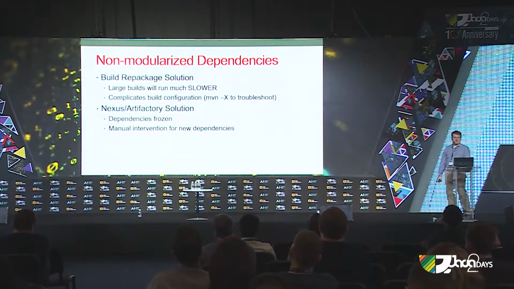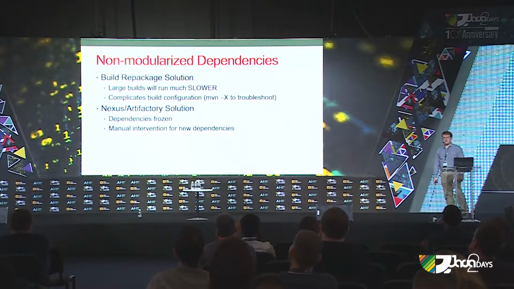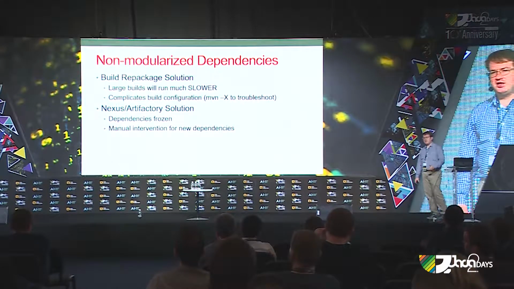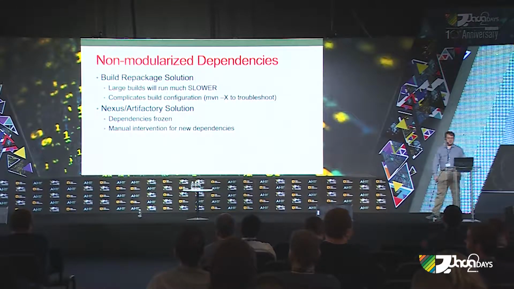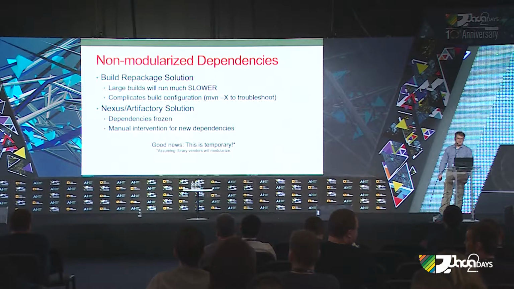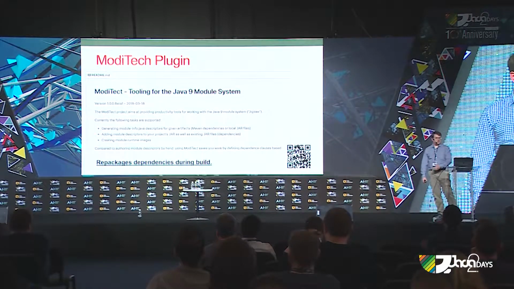With the build repackage solution, large builds will run much slower, obviously, and it complicates the build configuration, and in my work with that I ended up having to use -X a lot to troubleshoot things and figure out where things were going wrong. With the Nexus Artifactory solution, you end up with frozen dependencies, so if somebody wants to use a newer version of a dependency, you're going to have to repackage that jar file, and it obviously requires manual intervention. So the good news is that this is temporary, and hopefully vendors will modularize.